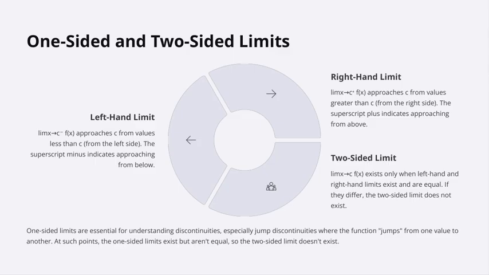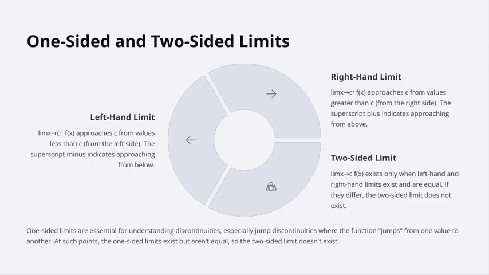Similarly, the right-hand limit, written as the limit as x approaches c from the right of f(x), looks at the behavior as x approaches c from values greater than c, or from the right side. The plus superscript shows we're approaching from above. The two-sided limit, written as the limit as x approaches c of f(x), exists only when both the left-hand and right-hand limits exist, and importantly, are equal. If these two limits are different, then the two-sided limit simply doesn't exist.